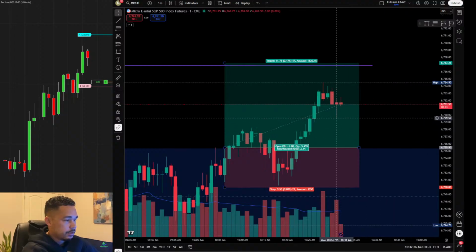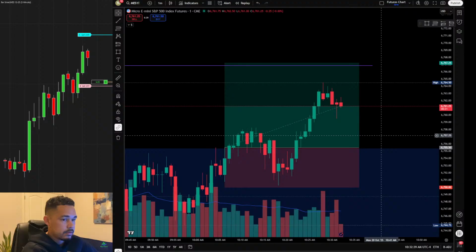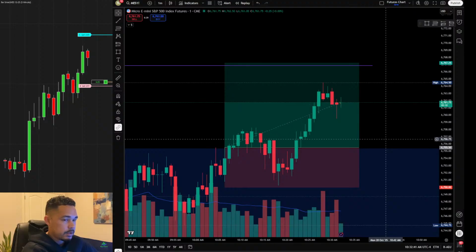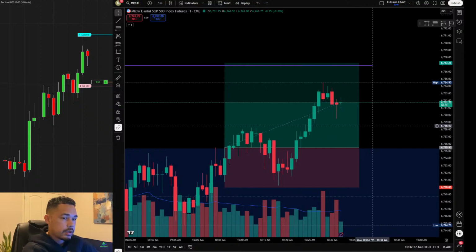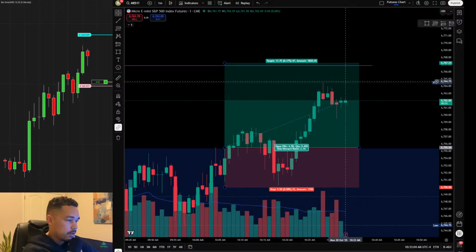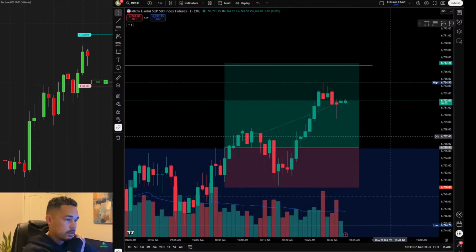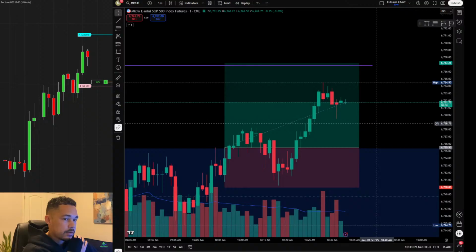We did have a rejection on this 1-minute candle. I'm mostly looking at the 5-minute to see how those 5-minute candles are currently reacting. There is some rejection coming in, so let's see. Currently at 67.62. If anything, I want to see a strong push up after this slight retracement.